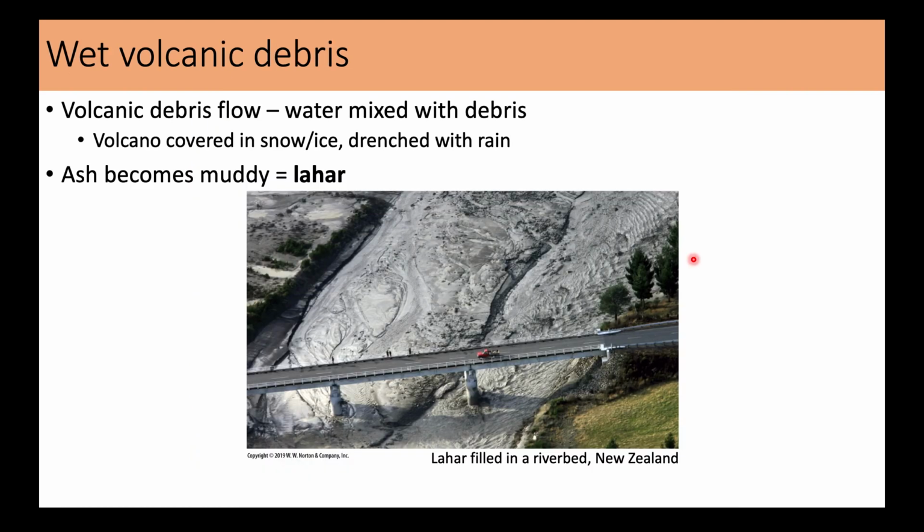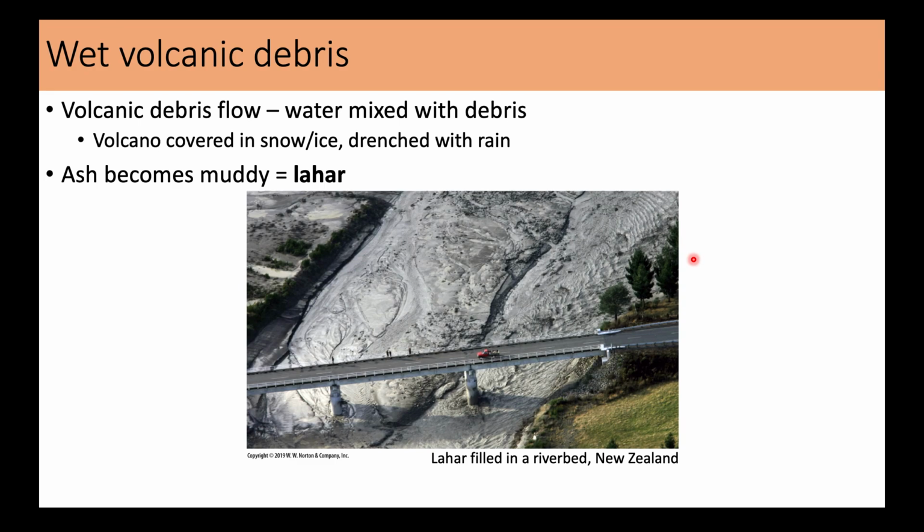So pyroclastic flows of that type can be absolutely horrible. Some of the deadliest parts of volcanic eruptions because they move so quickly. They're pretty unavoidable. So if you ever see one, you better start running really fast away from the volcano as fast as possible.